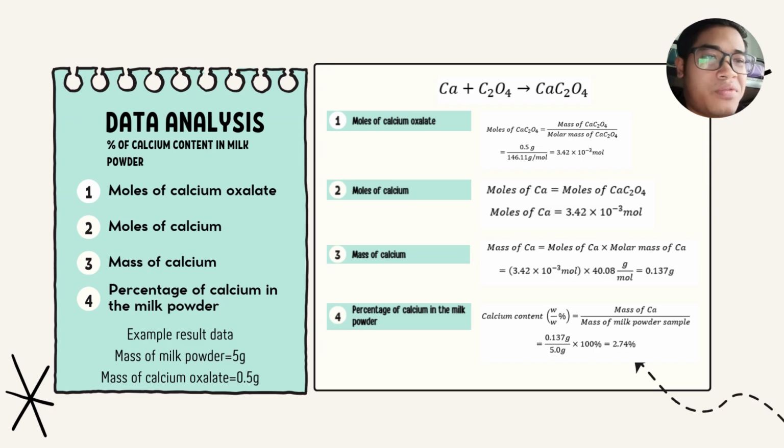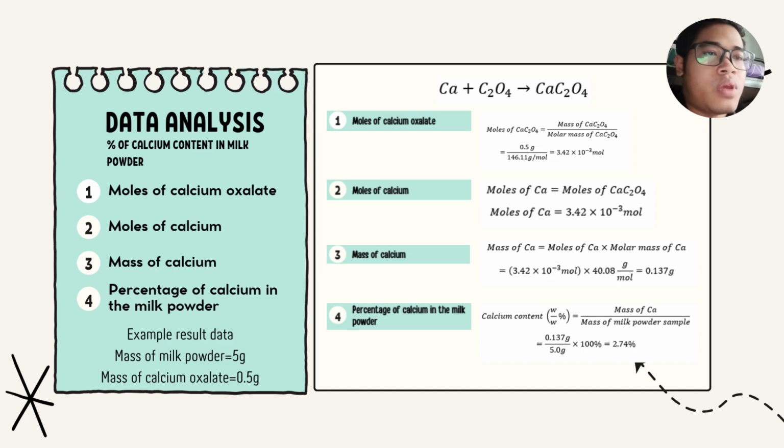Next, we move to the calculation of the data analysis. Firstly, we calculate the moles of calcium oxalate using the formula mass of calcium oxalate divided by molar mass of calcium oxalate, and we found that 3.42 times 10 to the power of negative 3 is the moles of calcium oxalate. Next, the moles of calcium. When we refer to the chemical equation, 1 mole of calcium reacts with 1 mole of oxalate to produce calcium oxalate. So this shows that the moles of calcium equal the moles of calcium oxalate.